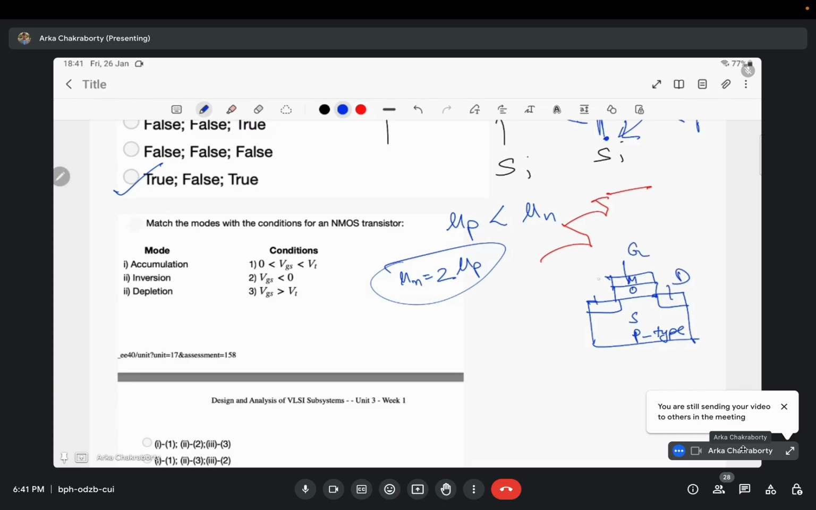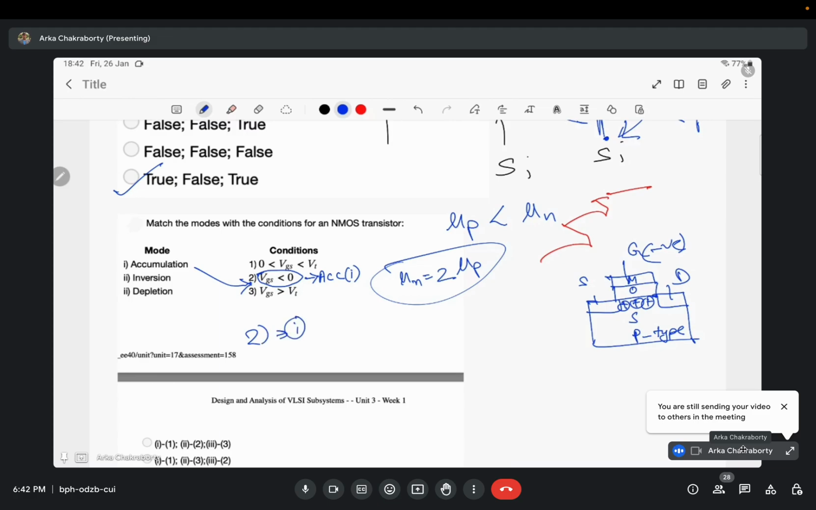Drain, gate, source. So when VGS is less than 0, that is, I am applying a negative voltage here, positive holes will be accumulated here. When VGS is less than 0, positive holes will be accumulated here. So this would lead to accumulation, that is this one. So 2 will result in 1.